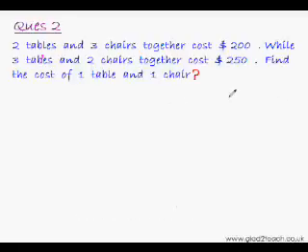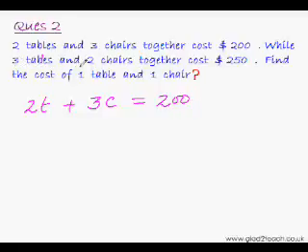So now let me do it. Like always, let the cost of one table be x and one chair be y. Rather, we can use the alphabets T and C in place of x and y. So let the cost of one table be T and cost of one chair be C. So 2 tables and 3 chairs together cost $200. So our first equation would be 2T plus 3C equal to 200. And similarly, the second equation would be 3T plus 2C equal to 250.